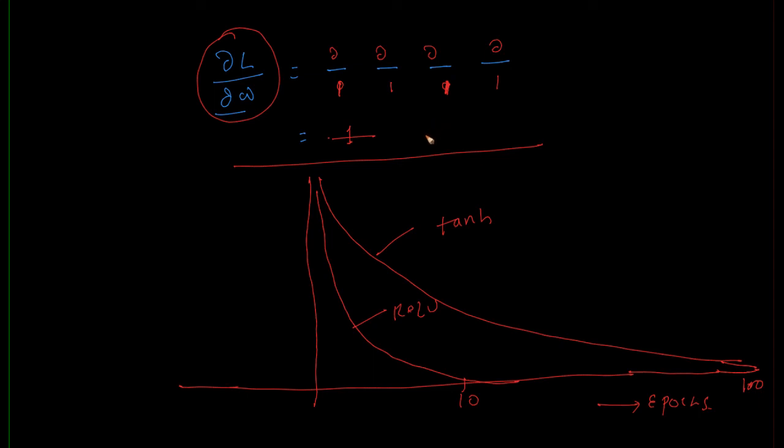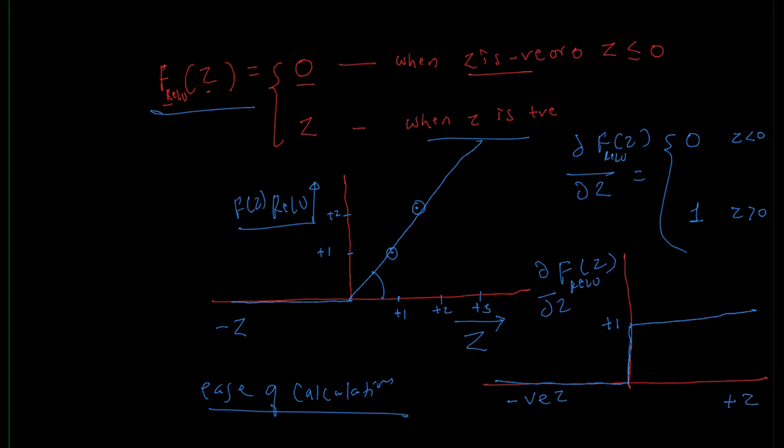Okay, so now let's discuss the problem of ReLU. The problem of ReLU is dead activation. Dead activation means when one of the derivatives becomes 0. And when can the derivative become 0? The derivative can become 0 when we have a negative value of z.